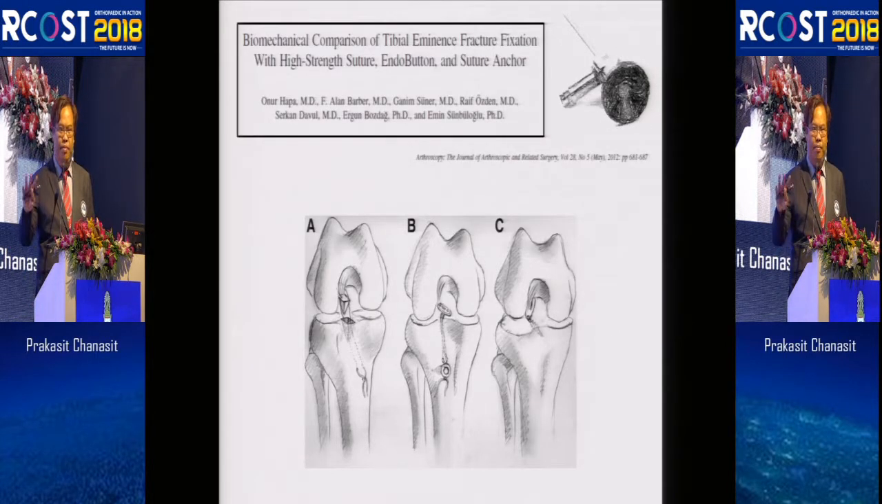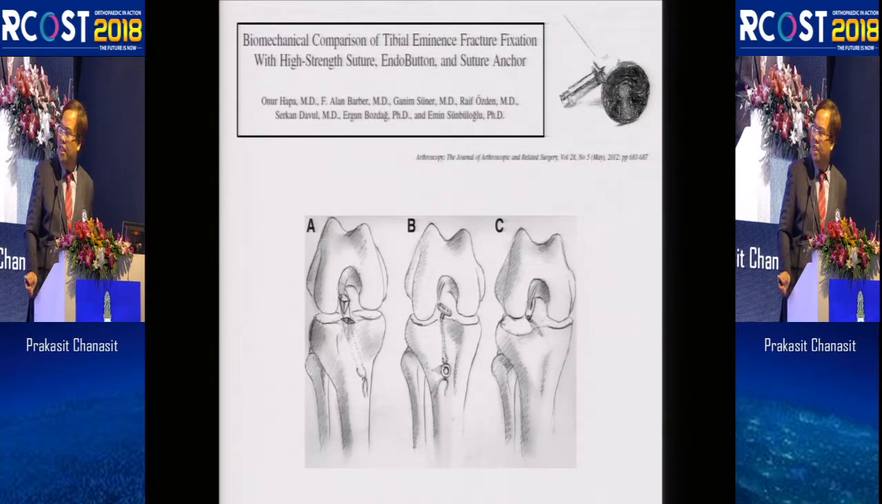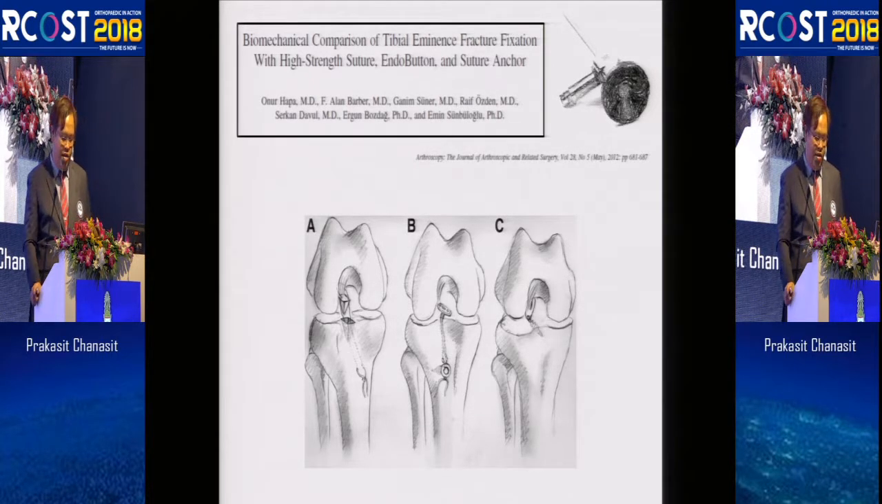So there are going to be some kinds of data like this. Some said that the suture is better, some said that the screw is better. So now there is no consensus about that. Another paper I attached to my presentation because there is something special like this. They use the Endobutton to fix the ACL fragment and use the screw to post down there.